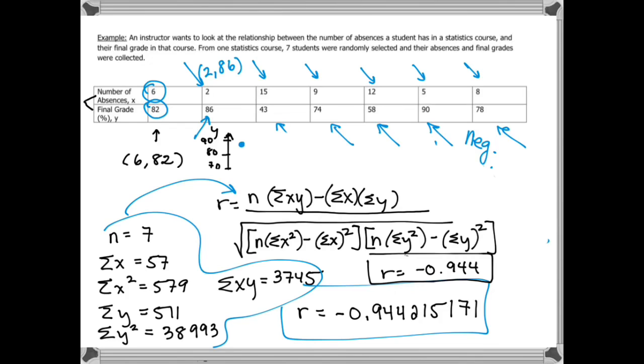First of all, it's negative, and secondly, it is a value very close to negative 1. The stronger it is, the closer it will be to either 1 or negative 1. The weaker the relationship, the closer it will be to 0. So since this is very close to negative 1, I believe these variables have a very strong negative linear relationship, which makes sense. As the number of absences increases, somebody's grade is most likely going to decrease.